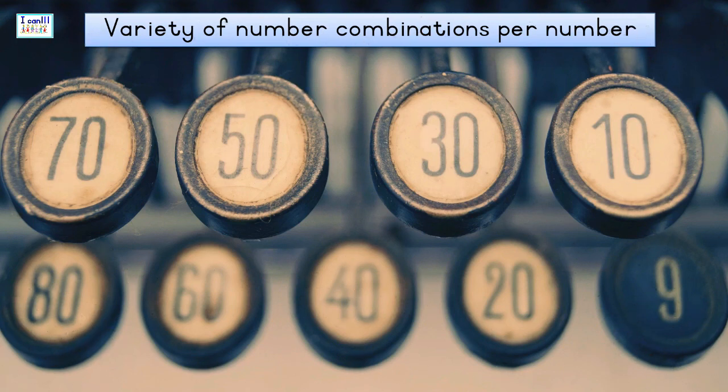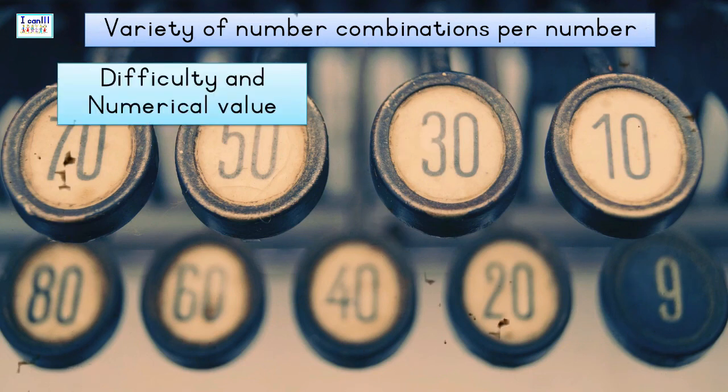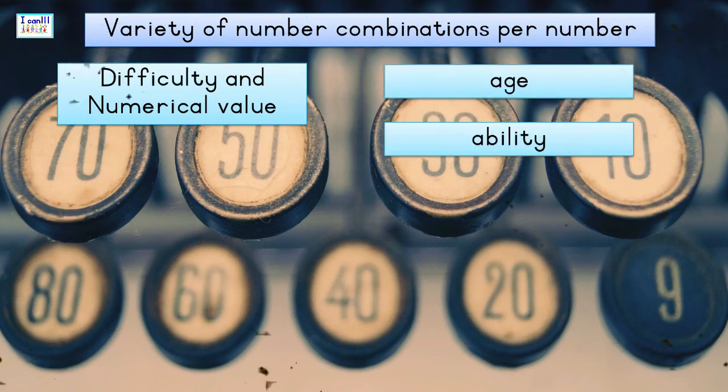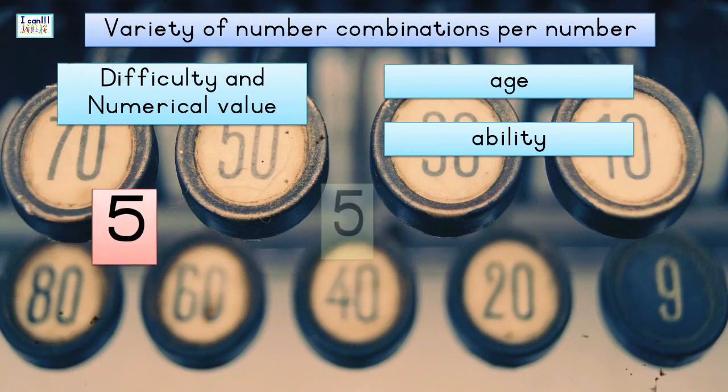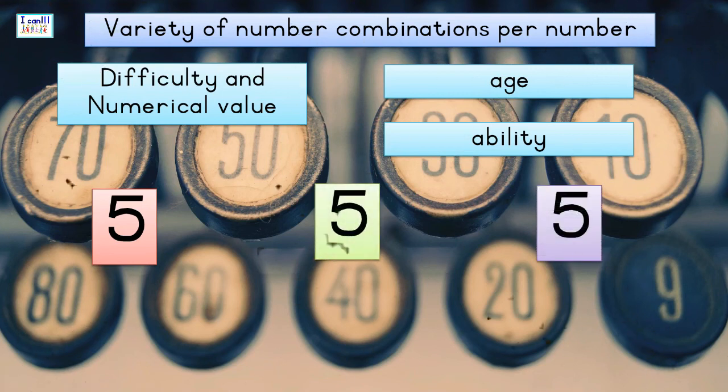There are a variety of number combinations per number. The difficulty and numerical value will depend on the age of the child as well as the ability of the child. Let's have a look at a couple of simple examples. Let's use the number 5 as an example. Number combinations is the way in which we put together numbers to make a given number. In this instance, the number 5. There are different number combinations to make up the number 5.